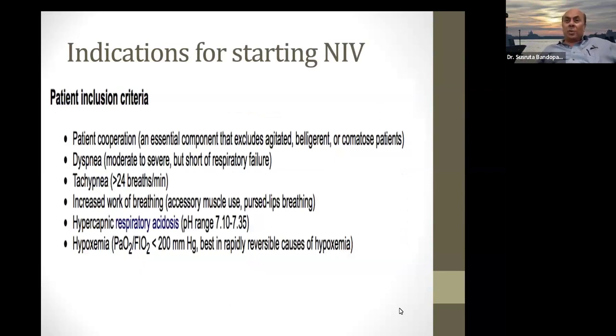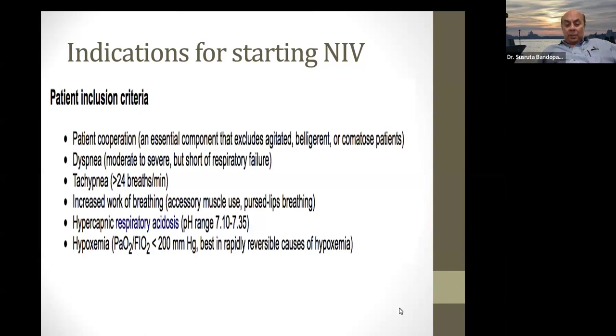So what is the indication? When do you actually require this support? We have the diagnosis indication, but when do you require the support? Patient inclusion criteria: a patient with respiratory failure who is reasonably cooperative. This is very important, that non-invasive ventilation requires some amount of cooperation. If the patient is very uncooperative, very restless, throwing around his arms, then this is not a patient for non-invasive ventilation, because we don't have the absolute control of an intubated ventilated patient. Then the patient has dyspnea, moderate to severe, but short of respiratory failure. In very severe patients, it may not be advisable to put the patient on non-invasive ventilation.